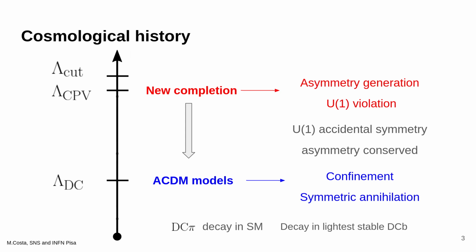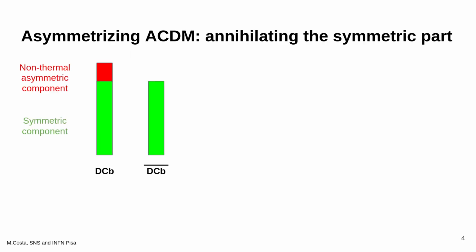Then, at lambda DC, where your dark quarks confine, the dark pion will decay into the standard model, and the asymmetry will be stored in the lightest stable dark baryon. Now, we also want to annihilate the symmetric component if we want the dark sector to be asymmetric. What does it mean? This is the picture of the dark sector after confinement. You have a symmetric component, which is common to dark baryon and anti-dark baryon, plus the asymmetric non-thermal component.